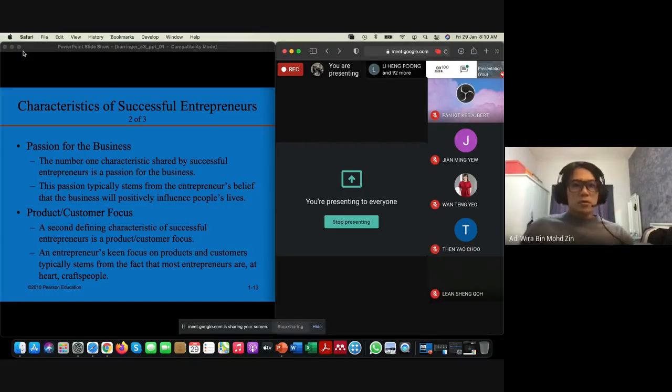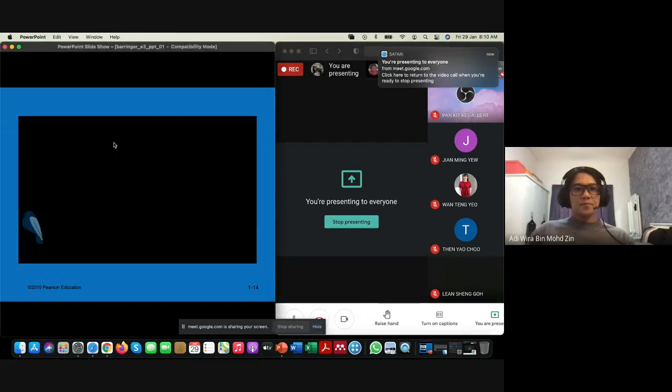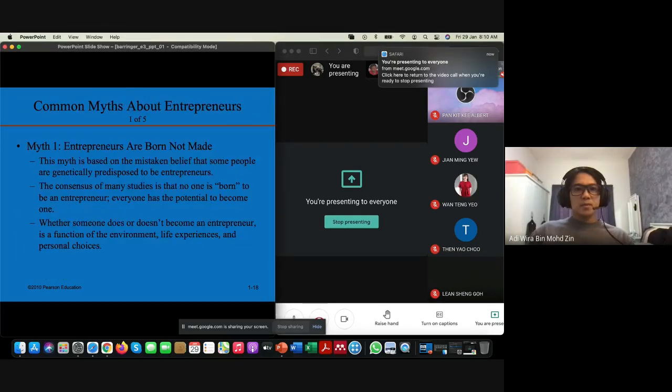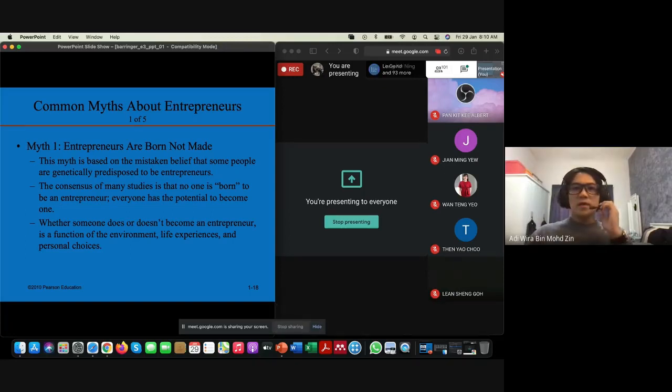Okay, so let's move on to the other components inside chapter one. Right after the common characteristics of successful entrepreneurs, we also have to face the common stereotyping about entrepreneurs. Somehow this is what we call a myth: when you look at something, you jump to conclusions, you become judgmental.